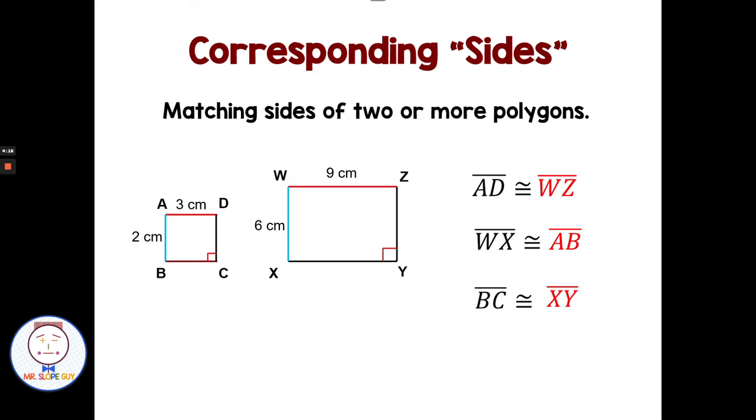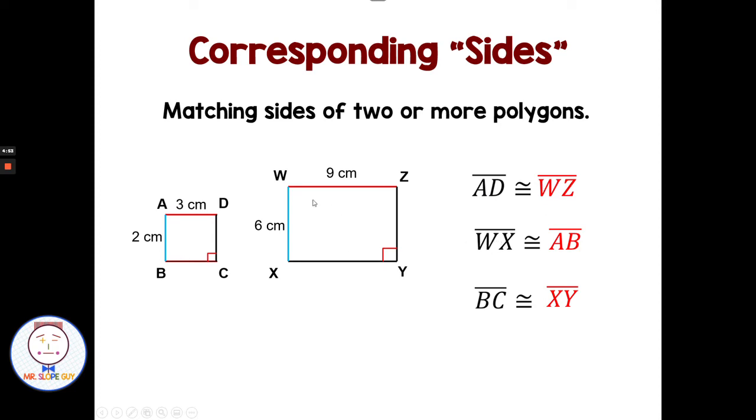Now, corresponding means they match up. So we have two congruent rectangles, and we want to talk about which sides match up. If we're looking at side AD, that's 3 centimeters on the small rectangle, the side that would correspond with that would be WZ. So AD on the small rectangle would match with WZ. And this symbol means corresponding. So line segment AD corresponds to WZ.